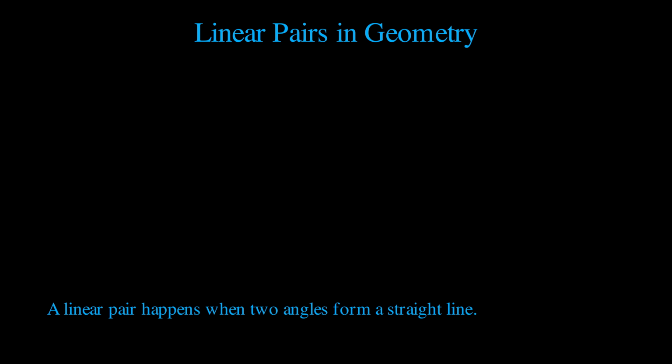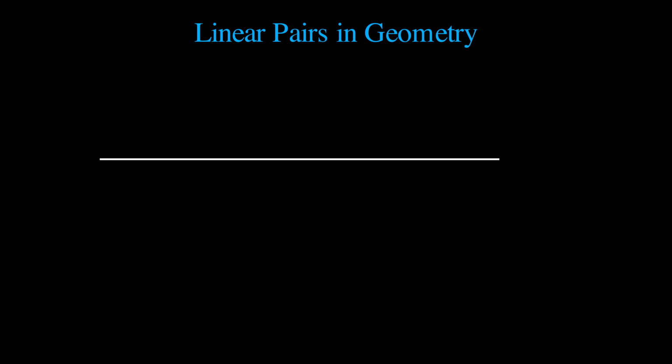Now we're going to study something called a linear pair. This idea connects directly to what we already learned about supplementary angles and straight lines. A linear pair happens when two angles sit next to each other and form a straight line. In other words, the angles share a common side, and their outer sides form a straight line.